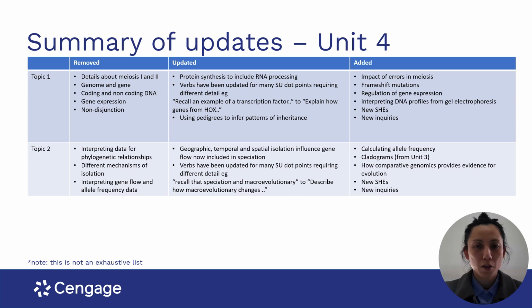In Unit 4, some of the content has been removed from the genetics topic around gene expression, non-disjunction, as well as removal of content around some phylogenetic relationships. As we've seen for the other units and topics, updates on the verbs used for some of the science understanding syllabus dot points. And in terms of the additions, we can see more information around frameshift mutations, around interpreting DNA profiles, as well as, I mentioned before in Unit 3, the movement of cladograms here into Unit 4, some new SHEs, and some new inquiries in general.